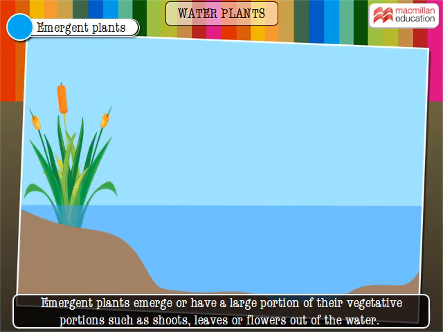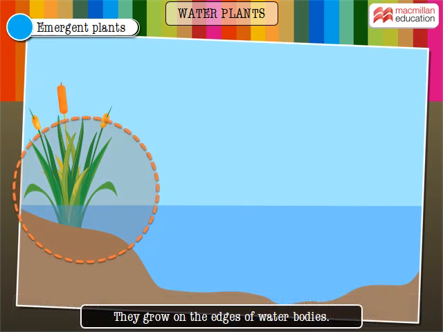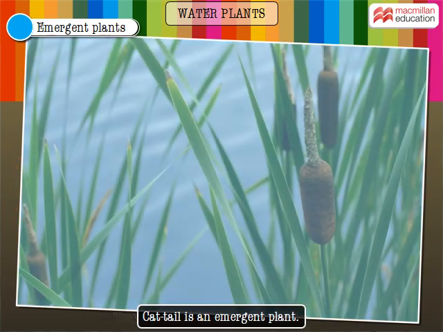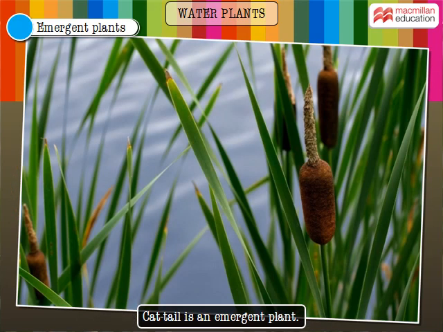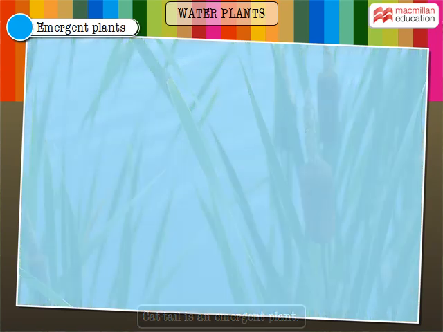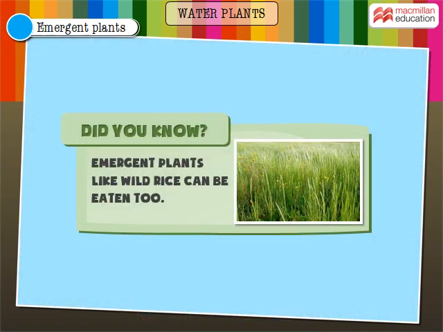Emergent plants emerge or have a large portion of their vegetative portions, such as shoots, leaves, or flowers, out of the water. They grow on the edges of water bodies. Cattail is an emergent plant. Did you know that emergent plants like wild rice can be eaten too?